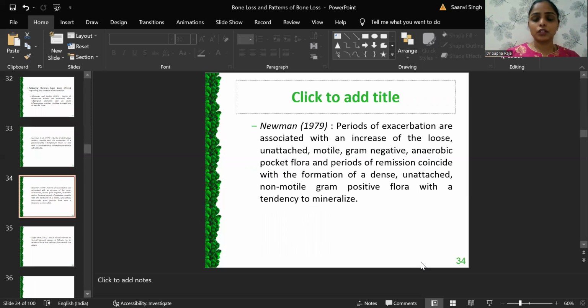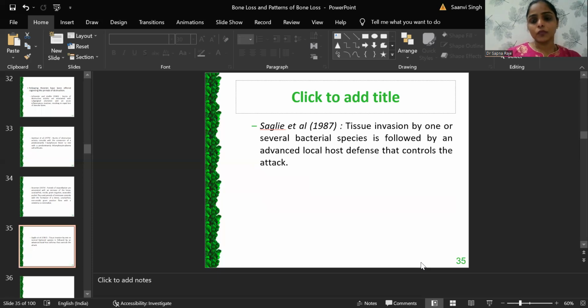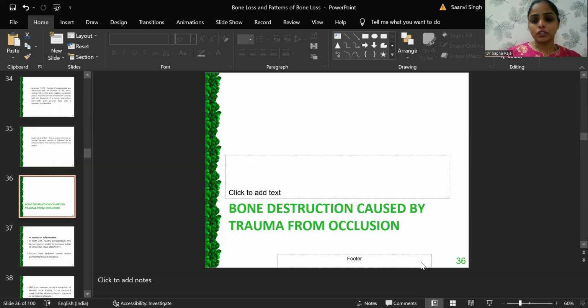Periods of exacerbation are associated with an increase of the loose, unattached, motile, gram-negative anaerobic pocket flora, and periods of remission coincide with the formation of dense, unattached, non-motile gram-positive flora with a tendency to mineralize. Tissue invasion by one or more bacteria is followed by an advanced local host defense that controls the attack. Bone destruction caused by trauma from occlusion.